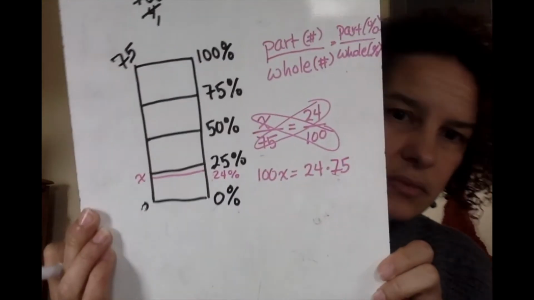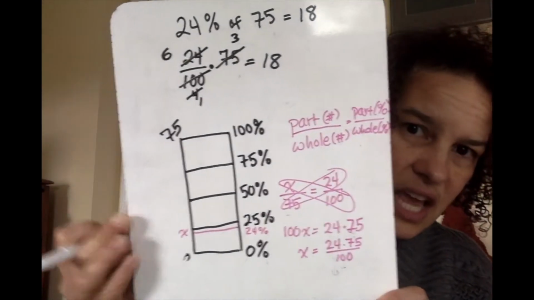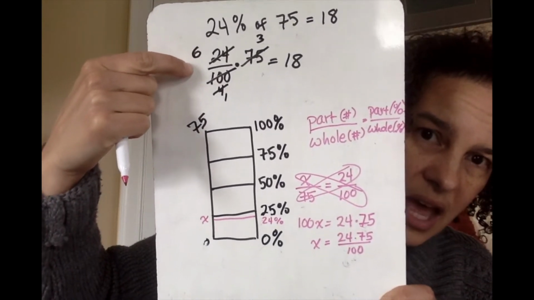So I'm going to think about cross products here when I'm solving my proportion. And I'm going to say 100x equals 24 times 75. And now if I divide both sides of my equation by 100, I get that x equals 24 times 75 over 100. Which is the same equation that I ended up solving up here. So the answer is going to be the same. x is going to equal 18 when I simplify that whole equation.